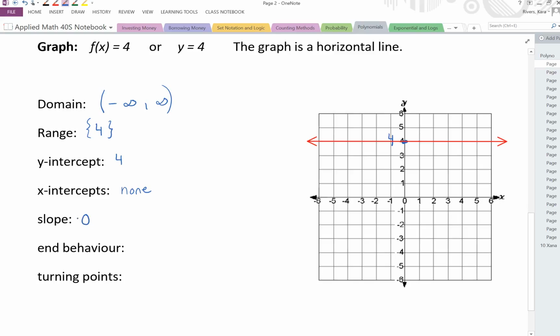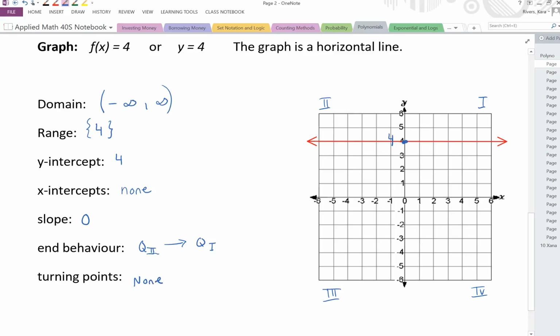End behavior. So what is going on at the ends of this graph? Well, the ends are going from quadrant 2 to quadrant 1. So that's what we're talking about with end behavior. And remember, when we label our quadrants, we label them counterclockwise. So that's how we label our quadrants. And our turning points, there are none. We don't have any increasing and decreasing. That's because we have a slope of 0. So there are none.